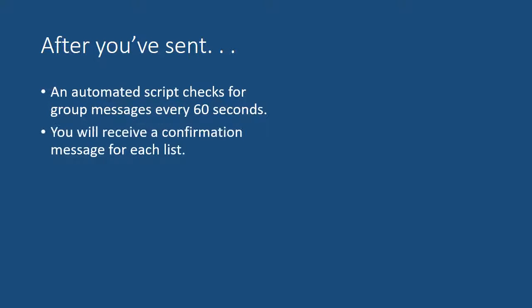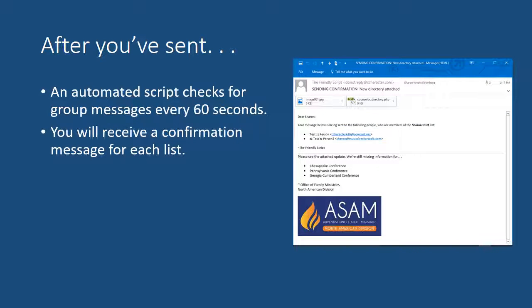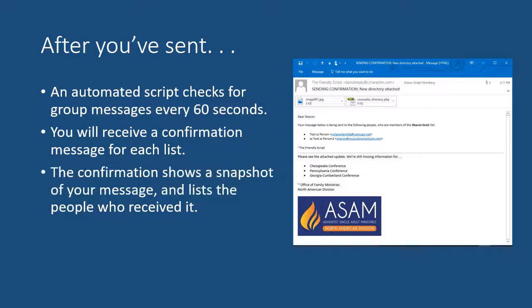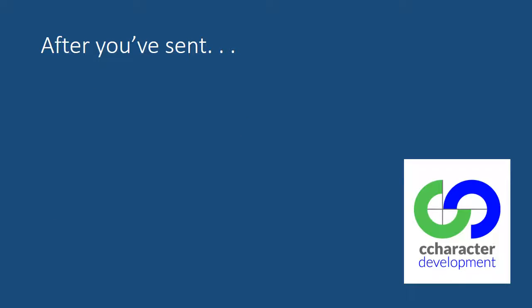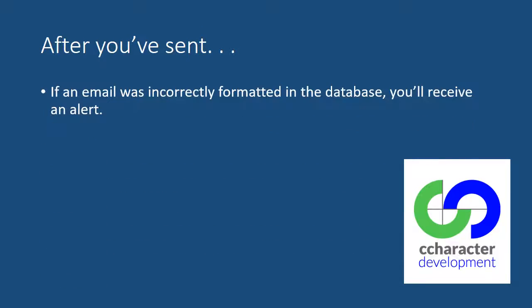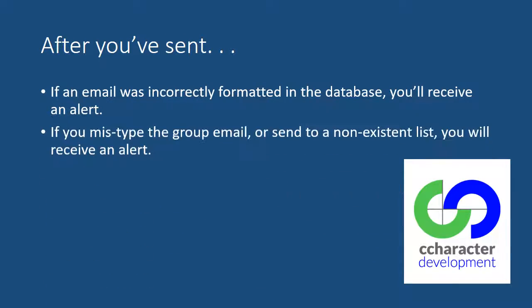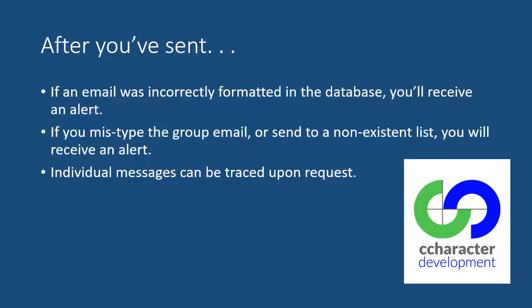You'll receive a confirmation message that looks like this. It shows the names and email addresses of the group members and gives a preview of your message. The system will also alert you in several other cases. If a person's email is typed wrong in your database, say someone forgot to put the .com part, you'll get an alert. If you mistype the group address and send to a group mail that doesn't exist, you will get an alert. If you need to confirm that a particular message was delivered, let me know. I can look that information up for you if it's within 30 days.